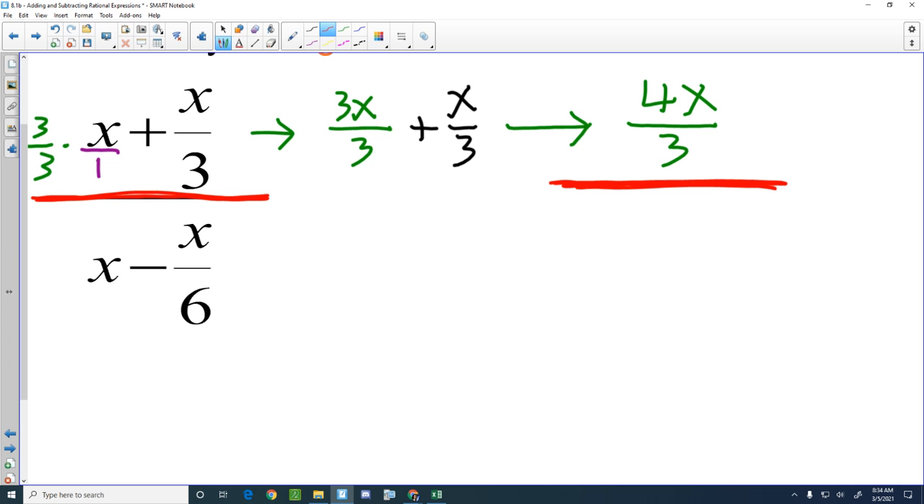Let's do the same thing with the bottom fraction. X minus x over 6. So think of this as x over 1. What do I need to multiply that by to get a common denominator? Just a 6, right? The other fraction has a 6 in the bottom. We don't on the left, so I'm just going to multiply by 6 over 6. That way they'll have that common denominator, and I can just write it as one fraction.